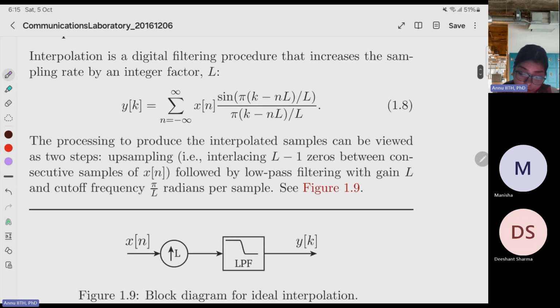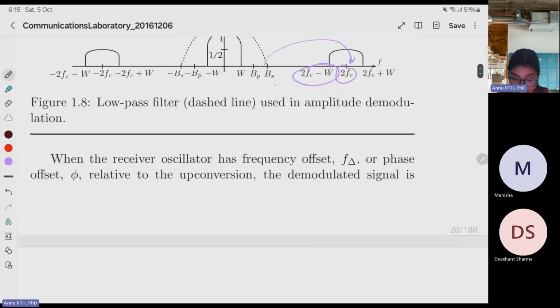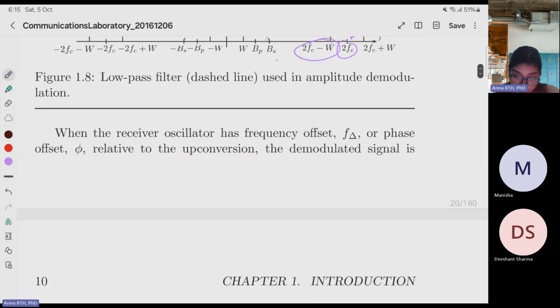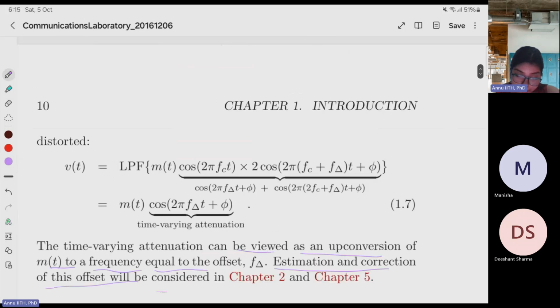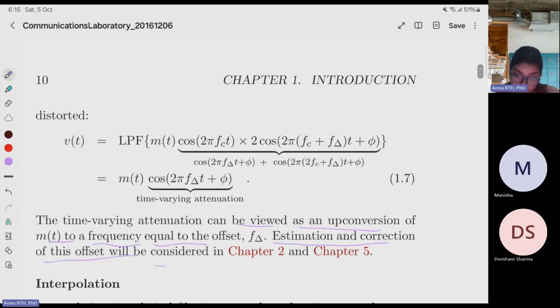But again, when a receiver oscillator has the frequency offset F delta or the phase shift offset phi relative to the up conversion, the demodulated signal is Vt equals low pass filter of mt cos 2 pi fct into 2 cos 2 pi fct plus phi. Suppose you're having this as a demodulator at the receiver. This is what you'll have at the receiver, because this is the modulated output. Again, you are multiplying with a 2 cos something. This is the demodulator output, and you are doing the low pass conversion to have the baseband signal again as an output. But again, if we have this f delta and phi, try to understand how this is coming.